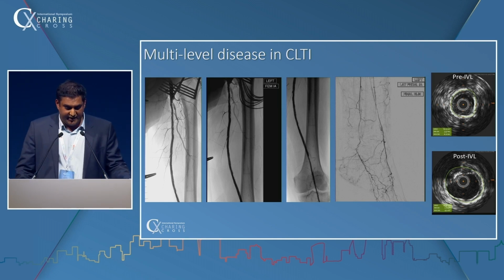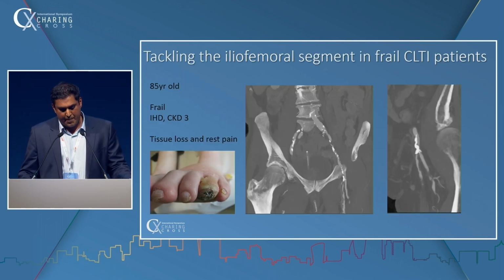What was really interesting was looking at the IVUS images before and after. Her vessel measured 4 millimeters at best beforehand, and after IVL and angioplasty, it had dilated, it was much more compliant, and now was measuring up to 6 millimeters.